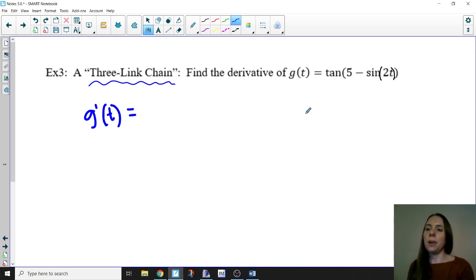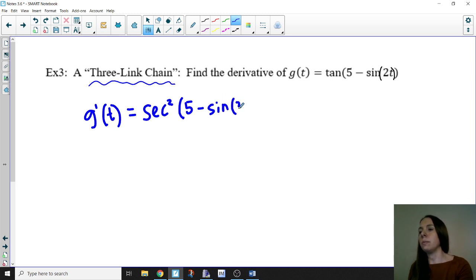To get g prime, we need to take the derivative of the outer function, bring the inner function along. Okay, let's start there. The derivative of the outer function is secant squared. Bring the inner function along. And then we multiply by the derivative of the inner function. But the derivative of the inner function is going to also need chain rule.